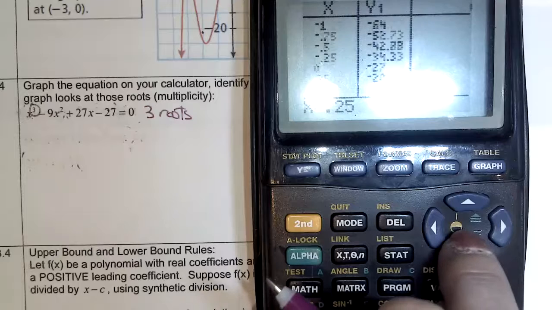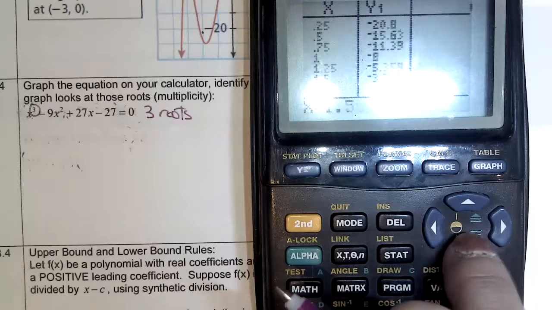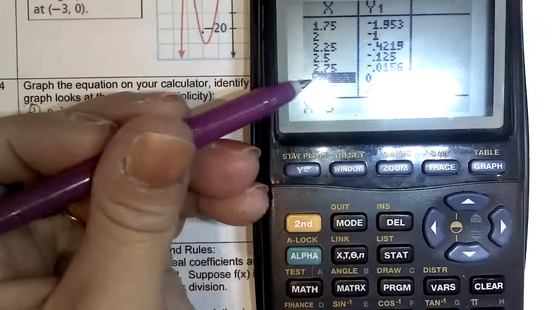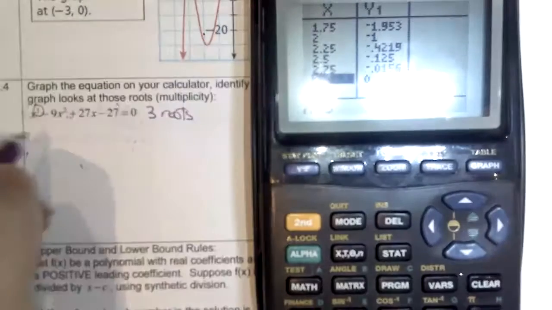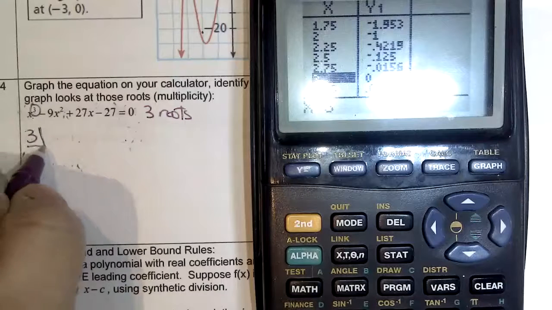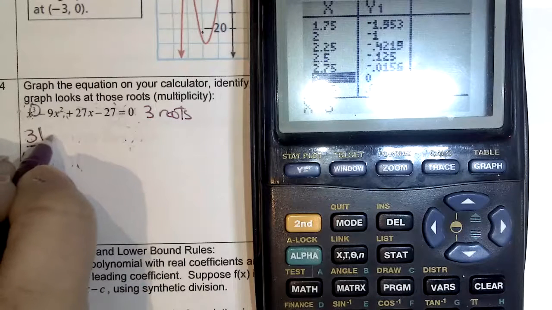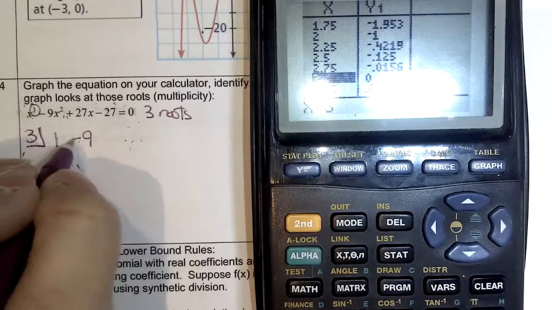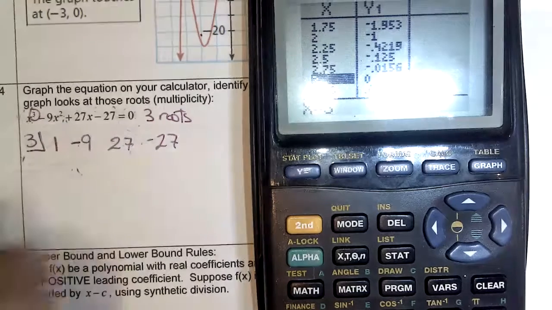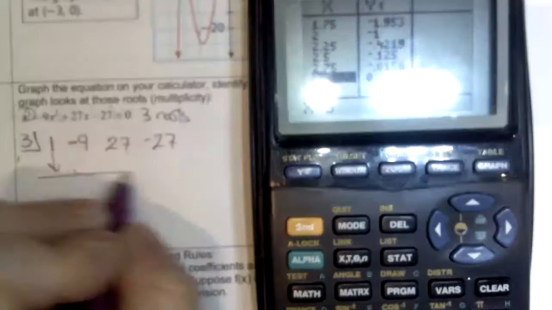Mine's set a little bit weird. And it looks like it crossed around 3. So I'm going to go up until, there we go. So right at 3, my x is 3 and my y is 0. So I'm going to go ahead and do some synthetic division. I'm going to divide this thing by 3. So I have 1, -9, 27, and -27. Let's take a look.